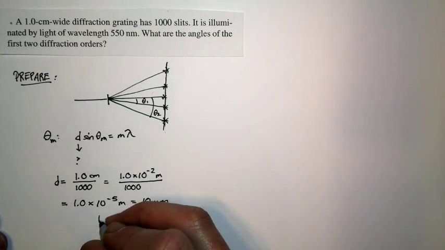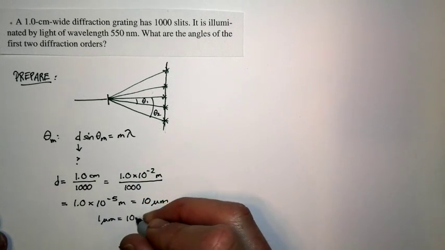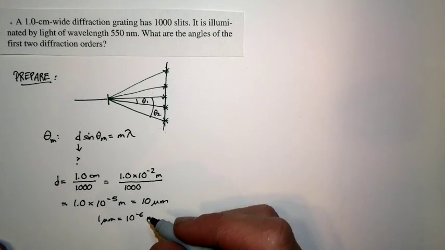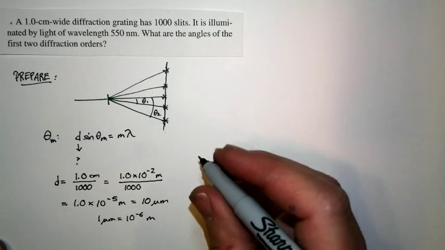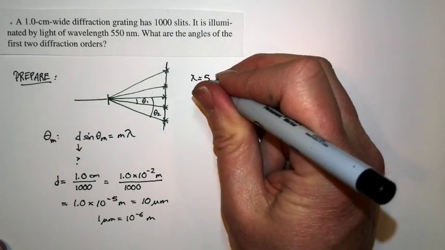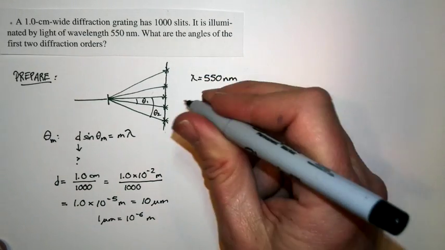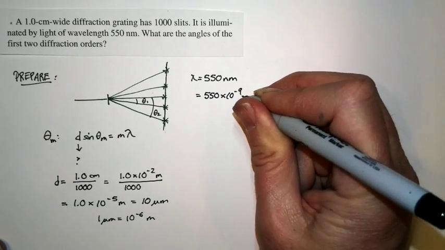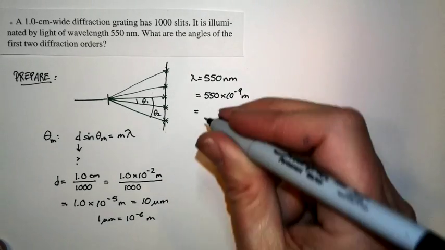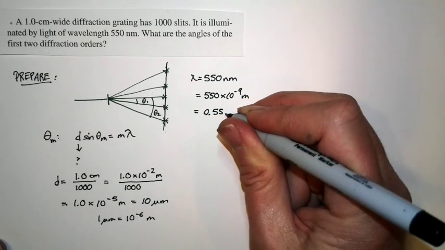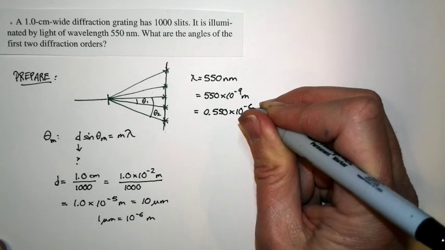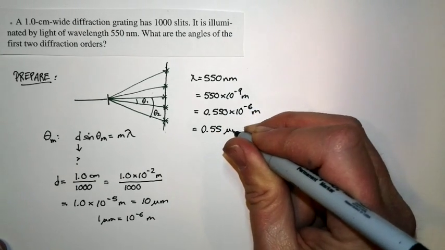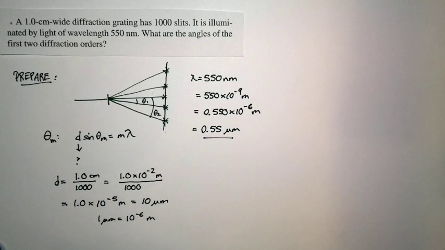A micron, of course, is 10 to the minus sixth meters. I'm going to put things in microns so I can compare apples to apples. The other thing I want to look at is the wavelength. The wavelength of light is 550 nanometers, and a nanometer is 10 to the minus ninth of a meter. So that's 550 times 10 to the minus ninth meters. Putting that in microns, it's 0.550 times 10 to the minus sixth meters, or 0.55 microns. So the wavelength is 0.55 microns.